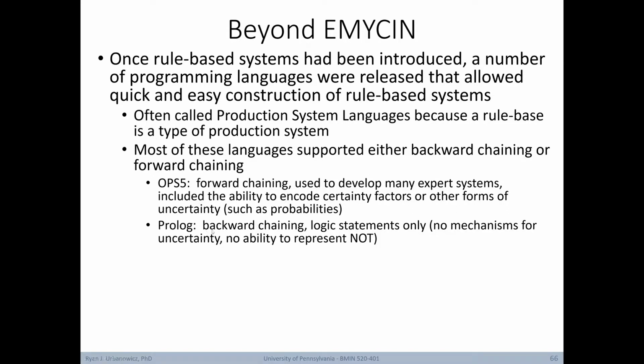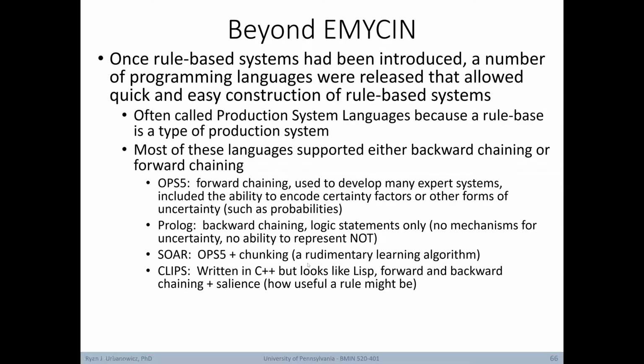The language Prolog uses backwards chaining and applies to logic statements only. There are no mechanisms here for uncertainty and no ability to represent not. Then there's SOAR, which basically took OPS5 and added something called chunking, which was a rudimentary learning algorithm.